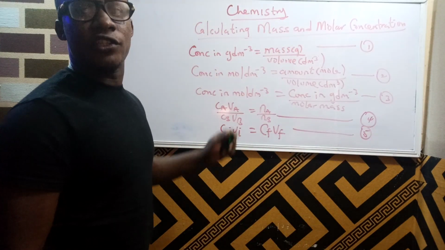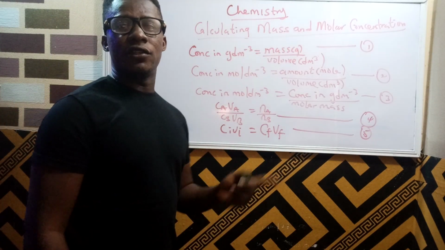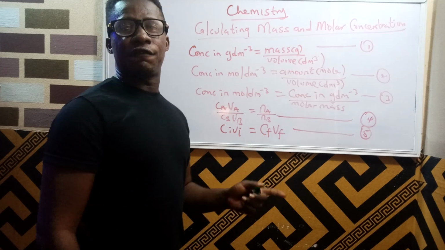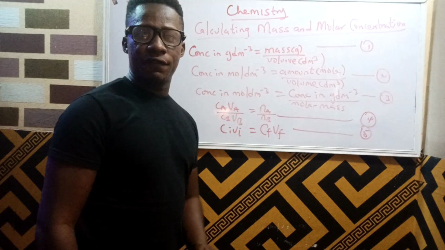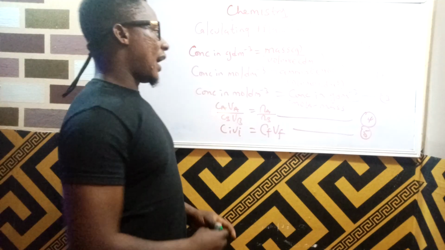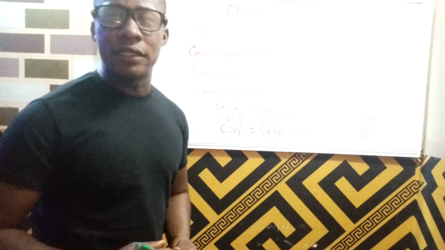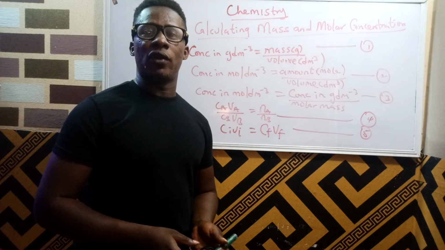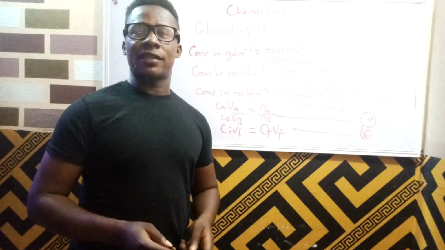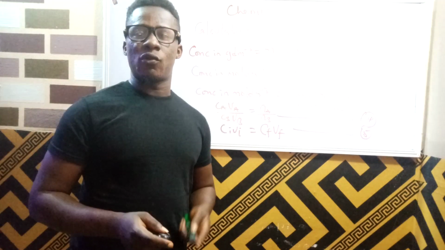Where CI is the initial concentration, VI is the initial volume, CF is the final concentration, VF is the final volume. So these are 5 equations that we need to solve mass and molar concentration problems. In the next class, we are going to be solving all of them one by one.